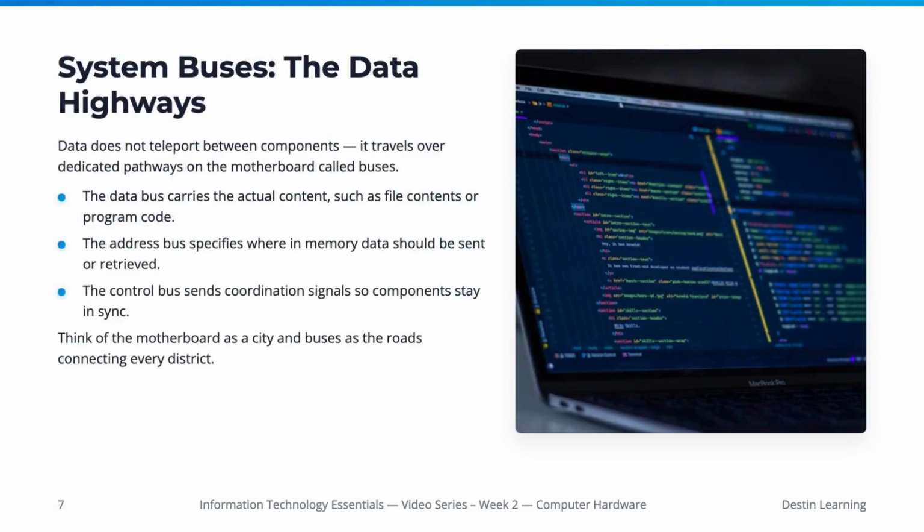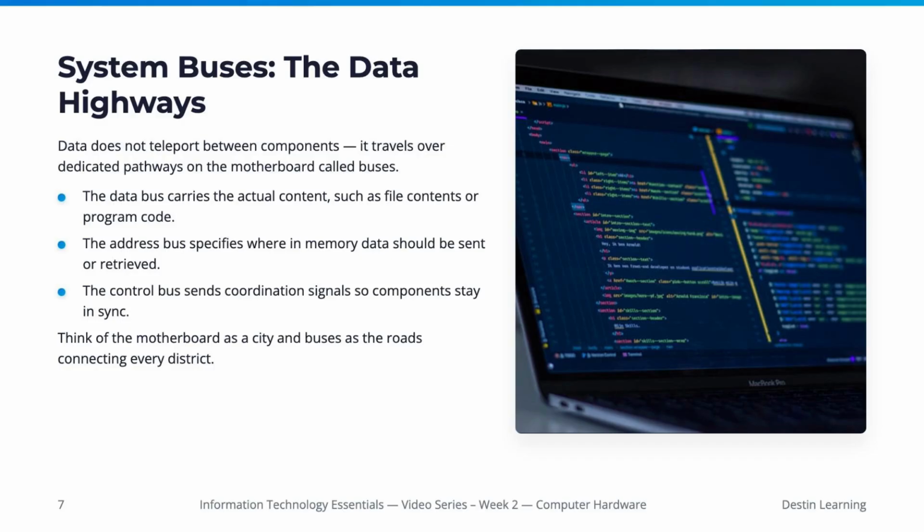Data travels across the motherboard through dedicated physical communication channels known as system buses. You can think of the motherboard as an organized city, with system buses serving as the road networks connecting every district. The data bus transports the actual payload, such as file data and instruction code. The address bus transmits memory coordinates to specify where data must be sent or retrieved. Meanwhile, the control bus delivers timing and synchronization signals to keep all connected components working in harmony.